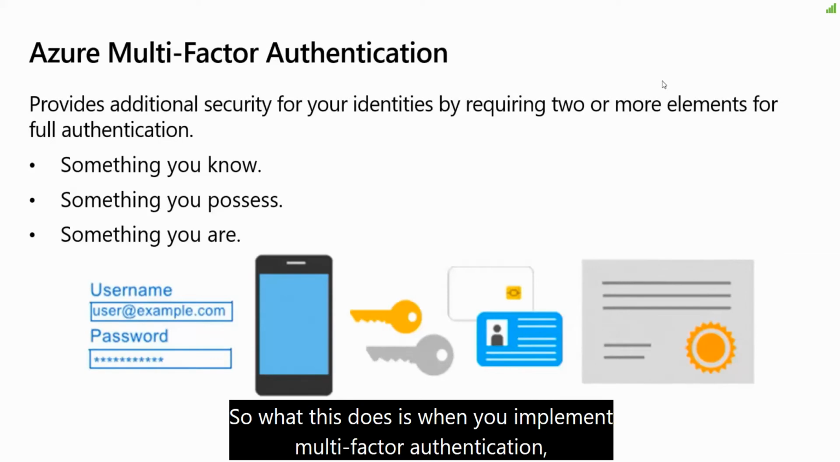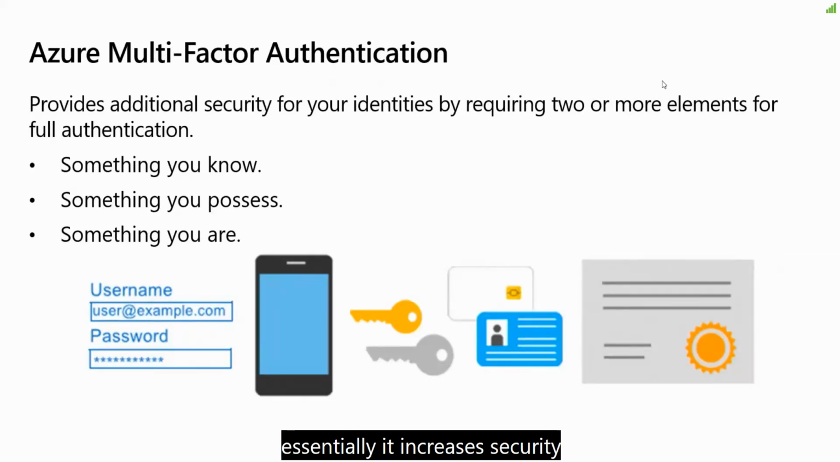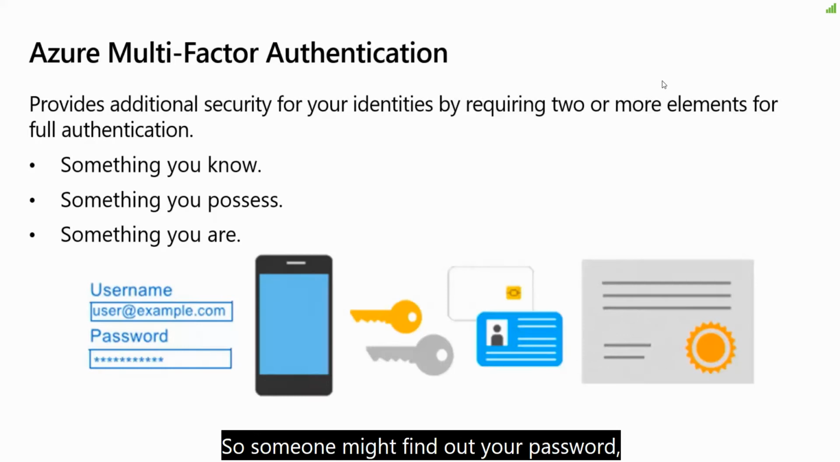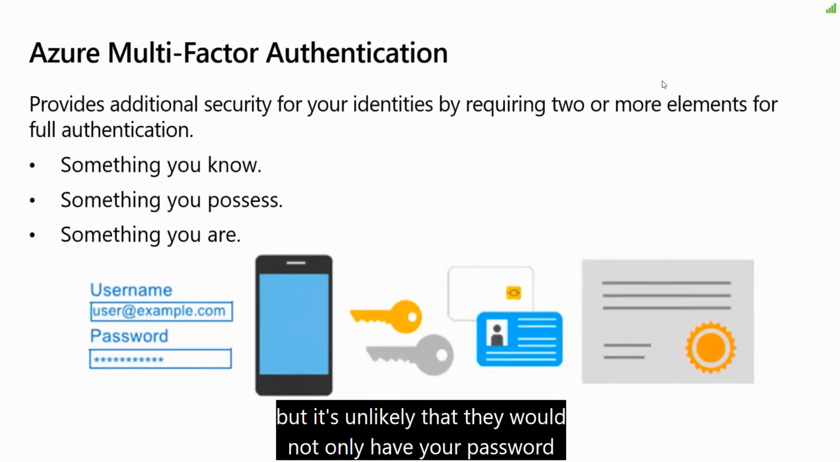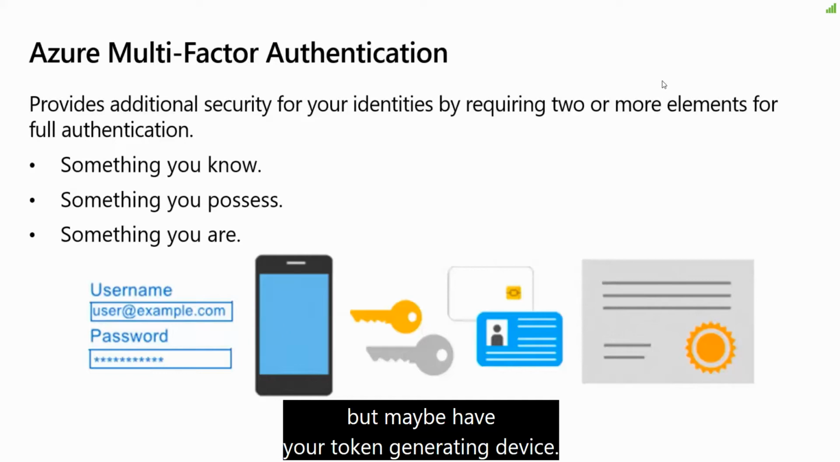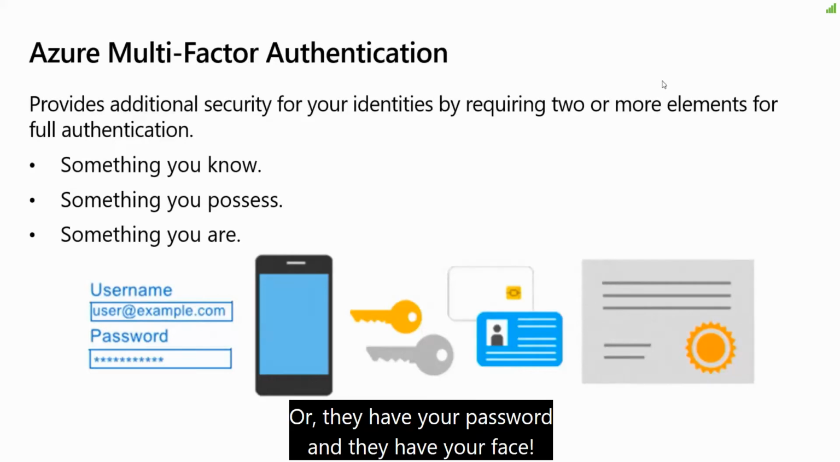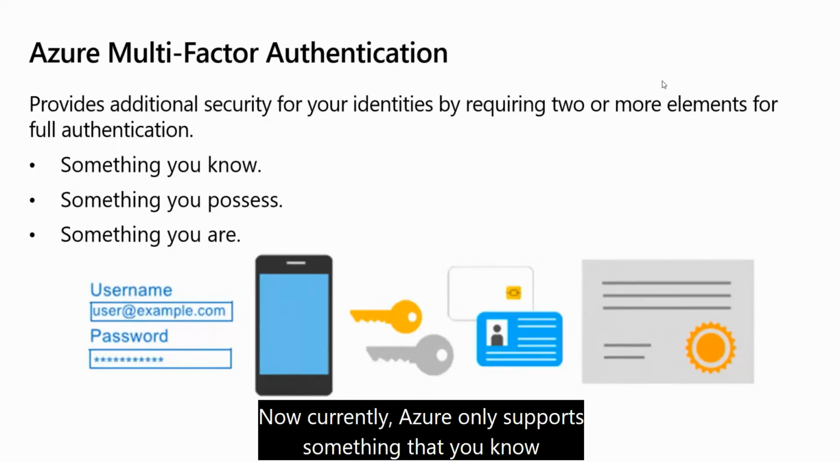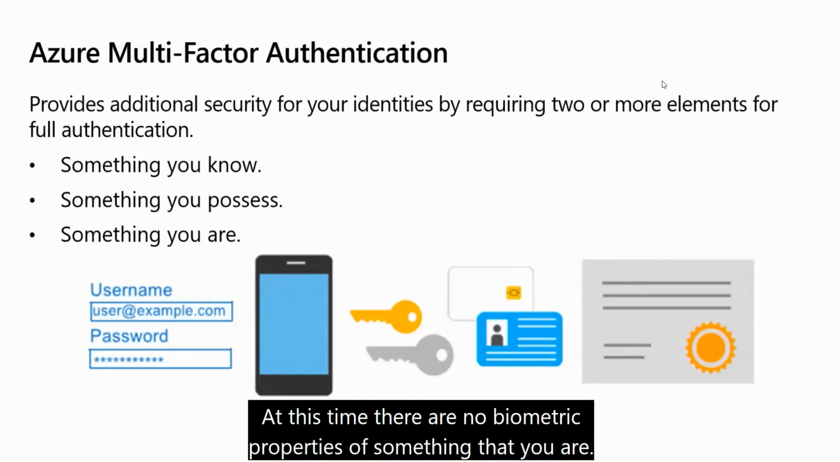So what this does is when you implement multi-factor authentication, it increases security because it limits the amount of credentials that could be exposed. Someone might find out your password, but it's unlikely that they would have not only your password, but also your token generating device, or your password and your face. So by using both of these, you're just adding that next level of protection. Now, currently, Azure only supports something that you know and something that you possess. At this time, there are no biometric properties of something that you are.